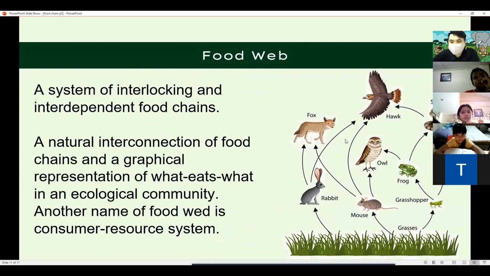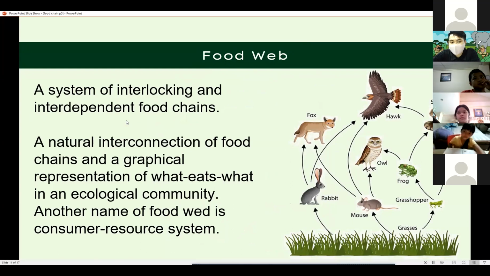Siwakon, what's that? Question? Fox. Okay, so a food web is a system of interlocking and interdependent food chains. A natural interconnection of food chains and a graphical representation of what eats what in an ecological community. Another name for food web is consumer resource system.